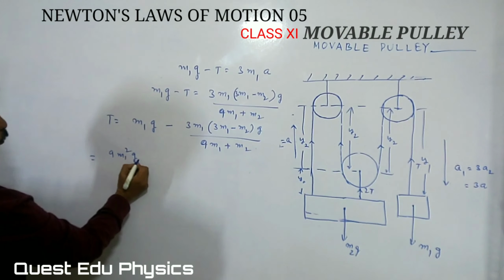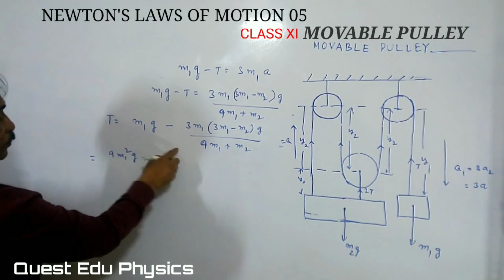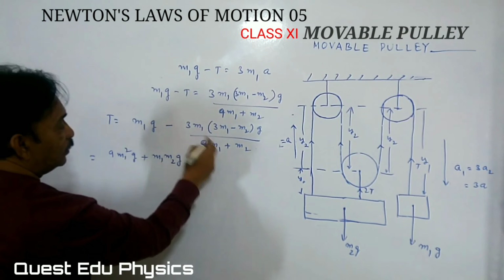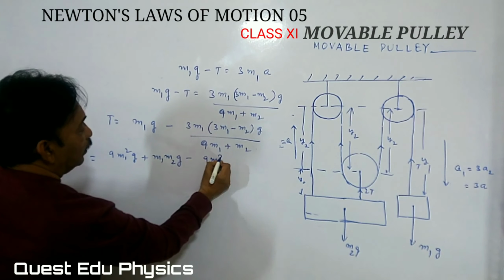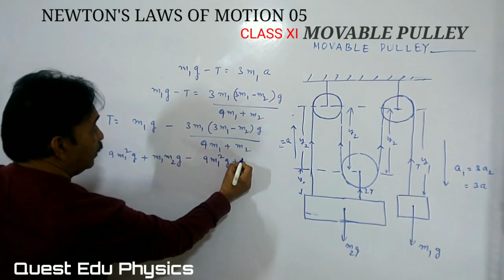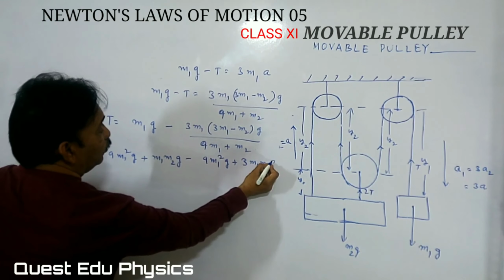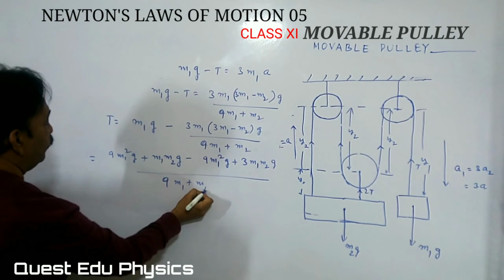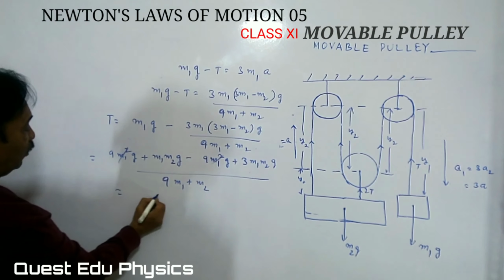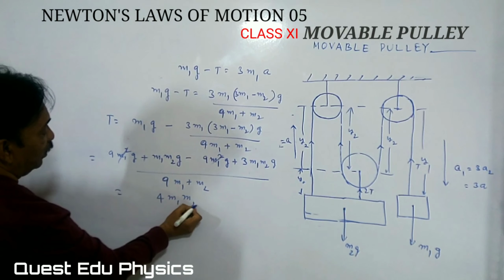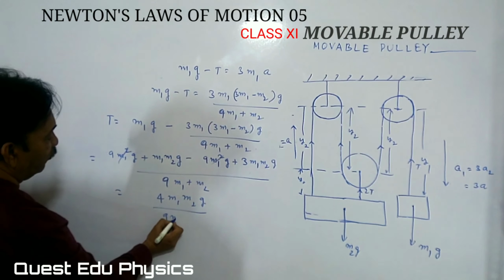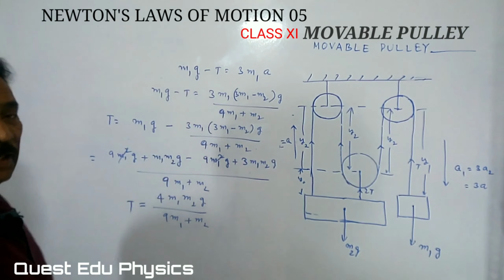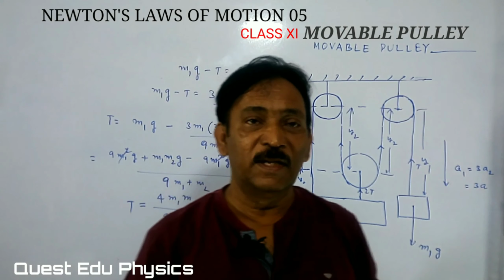and it can be written as 9m1 square g plus m1 m2 g minus 9m1 square g plus 3m1 m2 g, whole divided by 9m1 plus m2. These terms get cancelled. We get it as 4m1 m2 g by 9m1 plus m2. In this way, you can calculate the tension in the string, students.